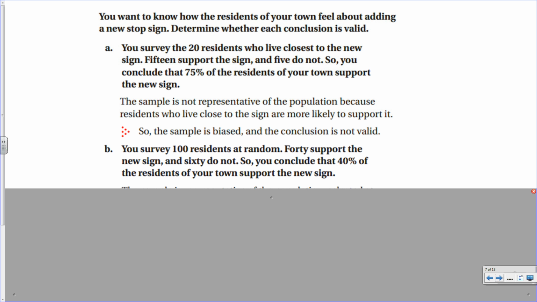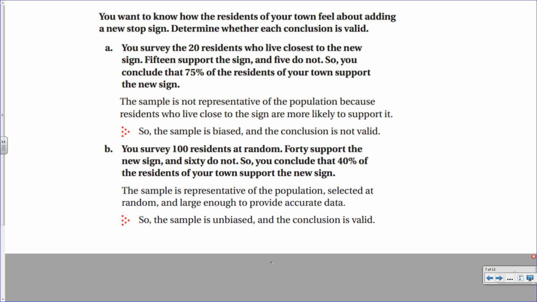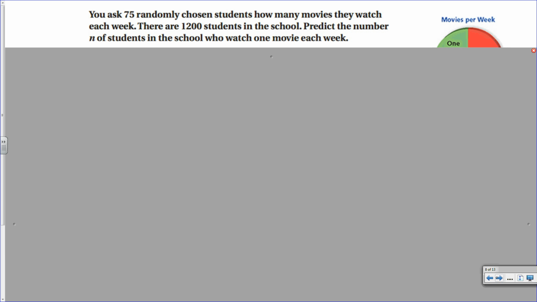Let's try the next one. You survey 100 residents at random. 40 support the sign and 60 do not. So you conclude that 40% of the residents of your town support the new sign. This one's random, so this one would work. This is unbiased. And so the conclusion would be more valid that 40% want it and not that 75% want it.